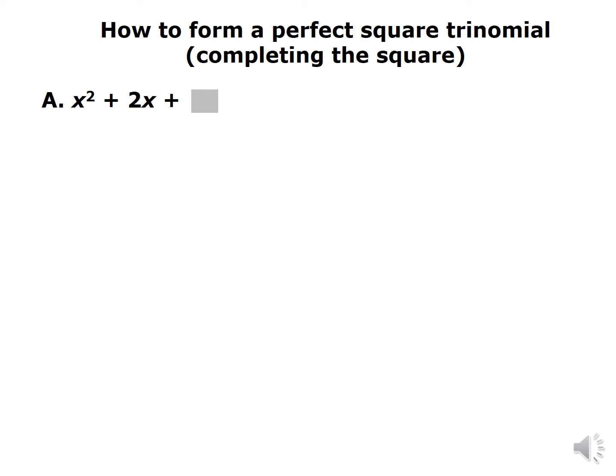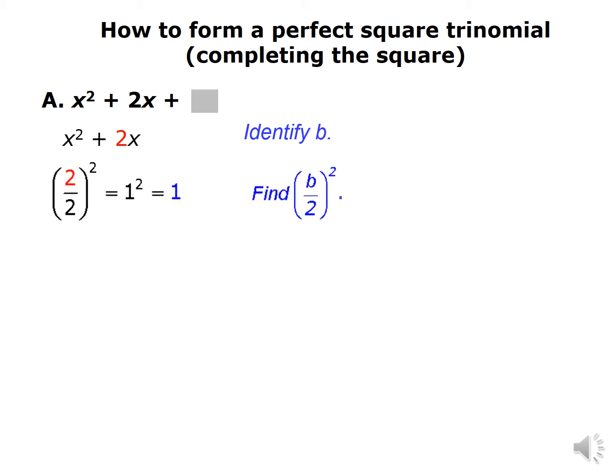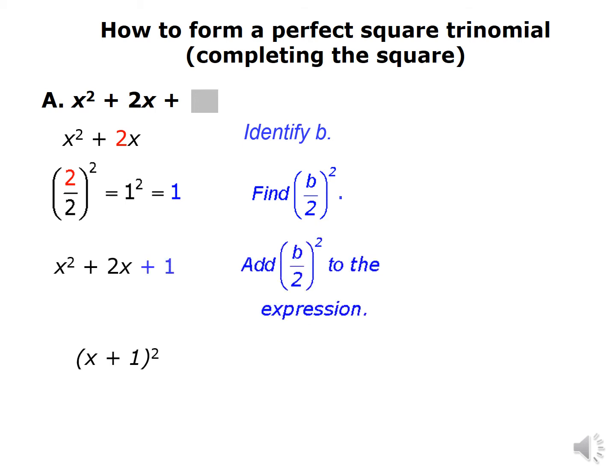So for this one, I'm going to show it all to you. The first thing you're going to do is identify what your b is. Then you're going to take b divided by 2 and square it, and that gives you 1. Now you have a complete expression, and you can factor it as a perfect square trinomial.